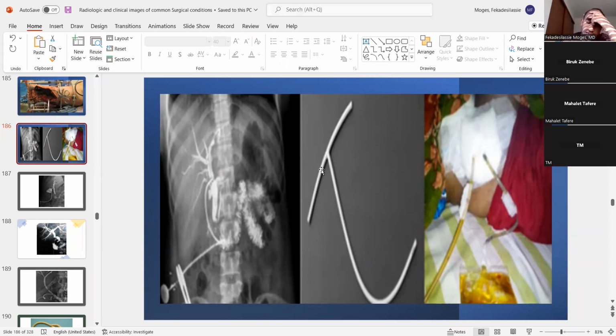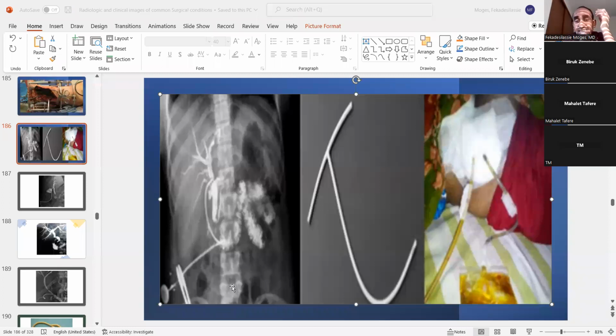So it facilitates healing, it drains the bile to the exterior like this, like you see here. And at the end of the day, after about a week or two, you do a contrast study, and it has a name. And you do the contrast study because you want to see if the CBD obstruction is already solved or not, okay?